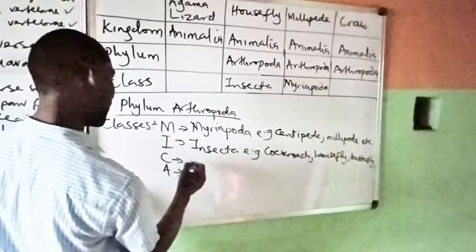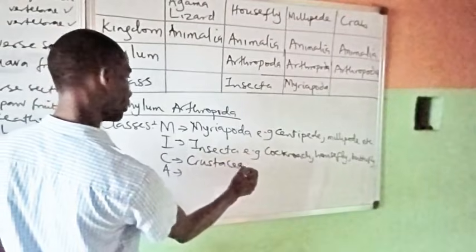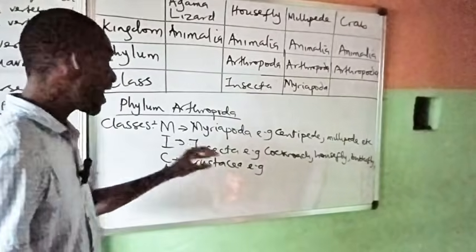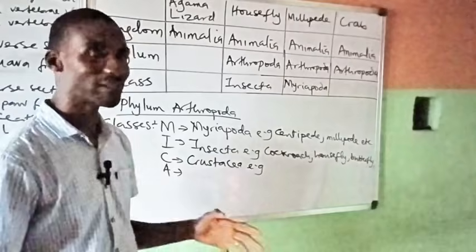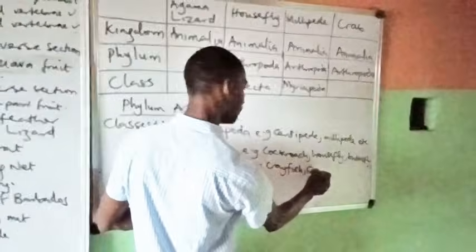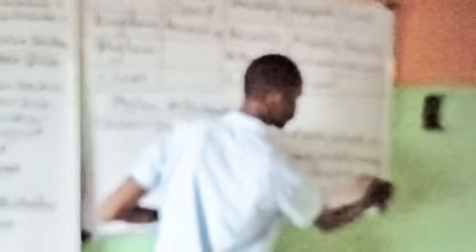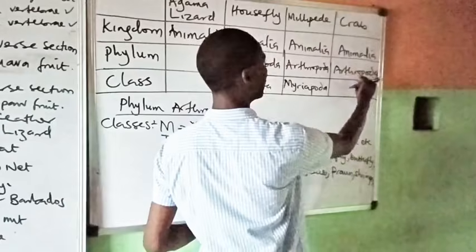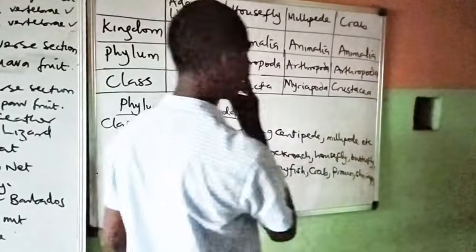All right, let's talk about the C, crustacea. The C is crustacea, C-R-U, crustacea. What are crustaceans? Crustaceans are the aquatic arthropods. They are organisms that reside in water. They are those arthropods in water. Examples of crustaceans are your crayfish, crab, prawn, shrimps, etc., lobsters. All right, and we have crab here. So crab is an arthropoda, but it is a crustacea. Crustacea, that is the class it belongs to.